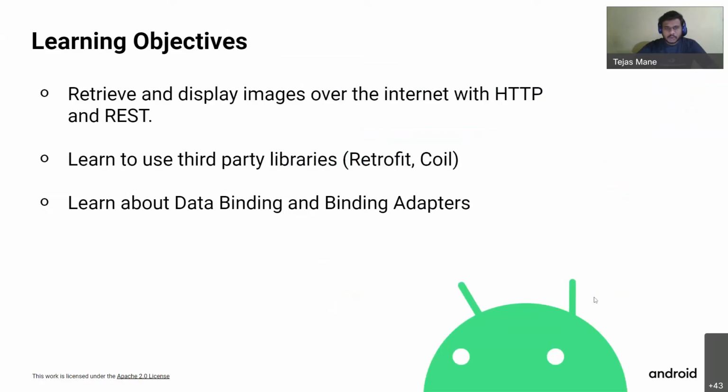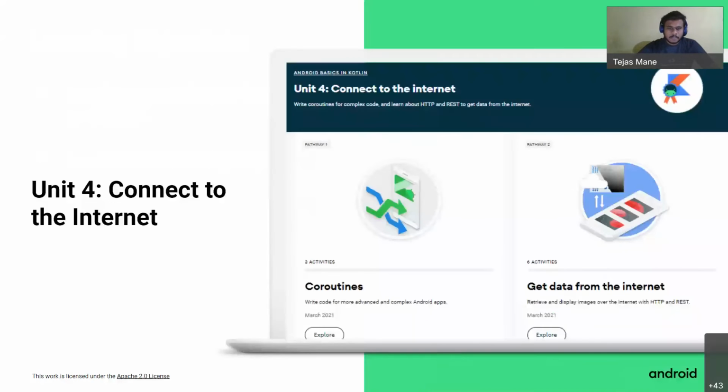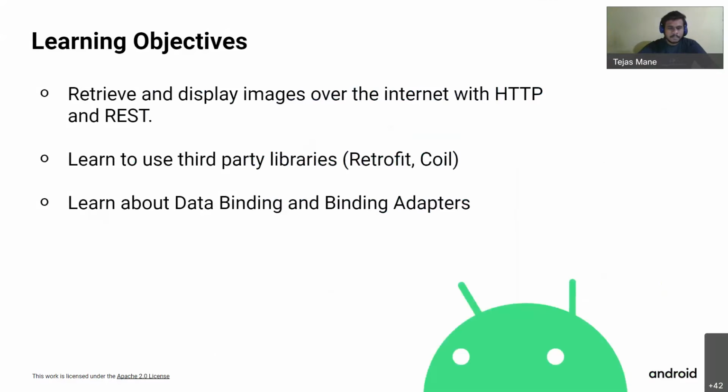Now onwards, whatever I'm going to explain, it's about the second pathway, get data from the internet. I hope you have gone through the unit 4 and you know what to expect and what are the contents of this unit.